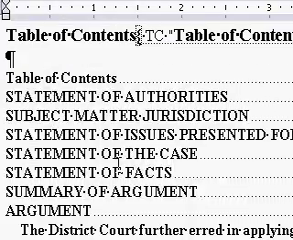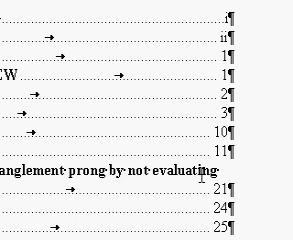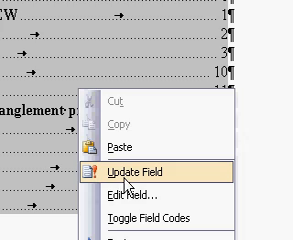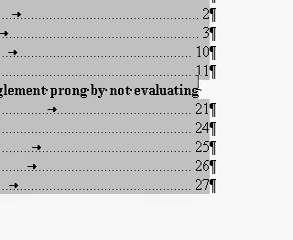Now, I want to make sure we talk about this real quick. When you get through editing this, the page numbers are probably going to change, and what you want to do is update it. To do that, just right-click anywhere, and then click Update Field, and it'll go through and immediately update everything.